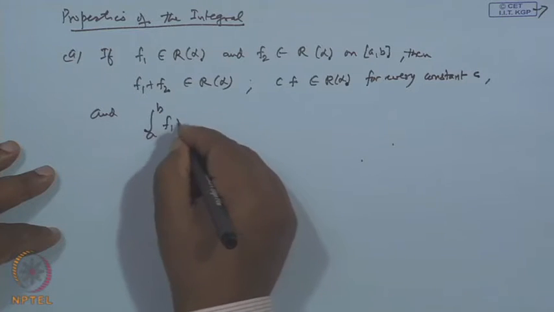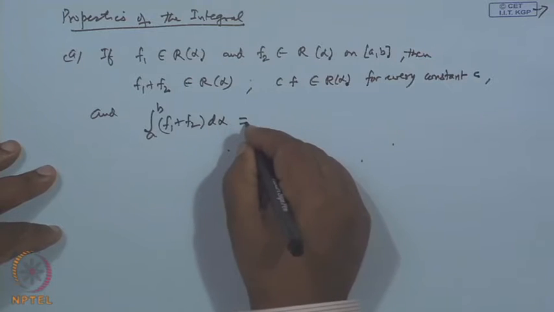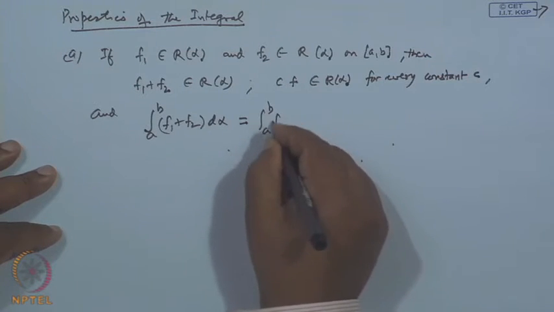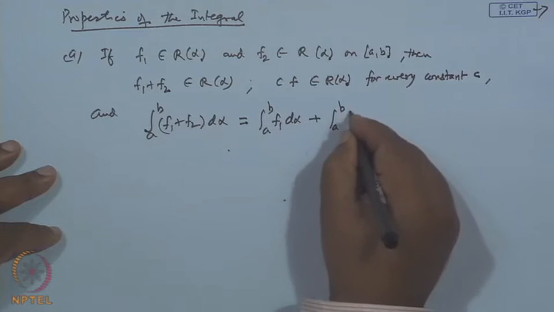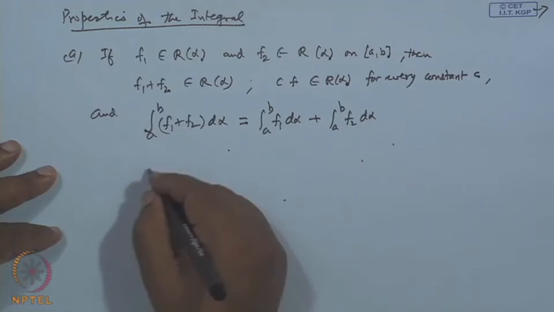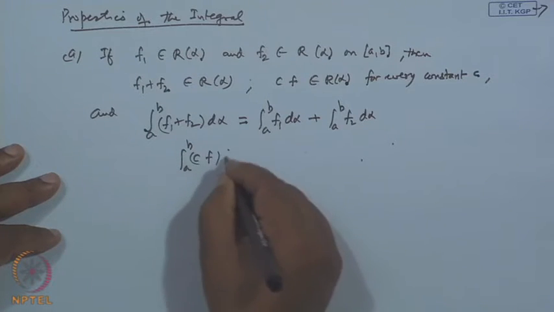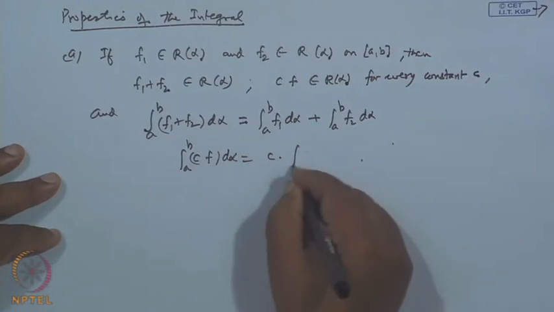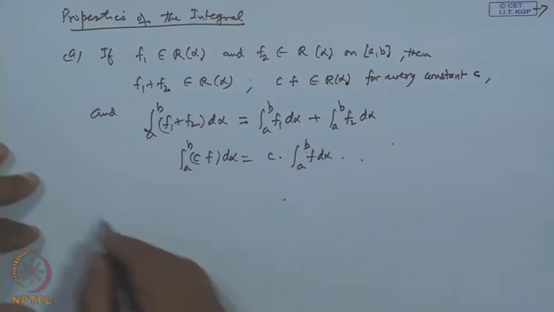and the integral from a to b of f1 plus f2 d alpha, the Riemann-Stieltjes integral of the sum, will be the sum of the integrals, the integral of f1 d alpha plus the integral from a to b of f2 d alpha, and the integral of c times f d alpha is c multiplied by the integral from a to b of f d alpha. So, this is the first result.